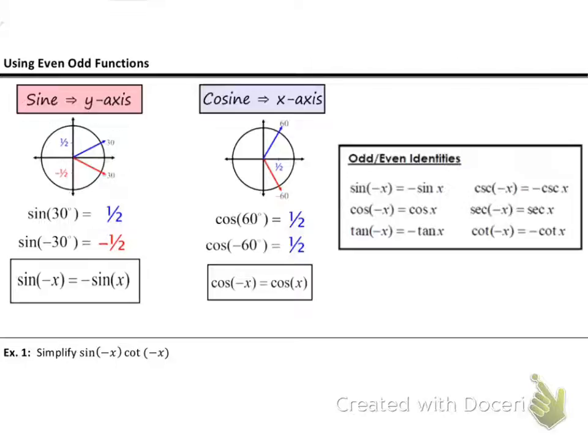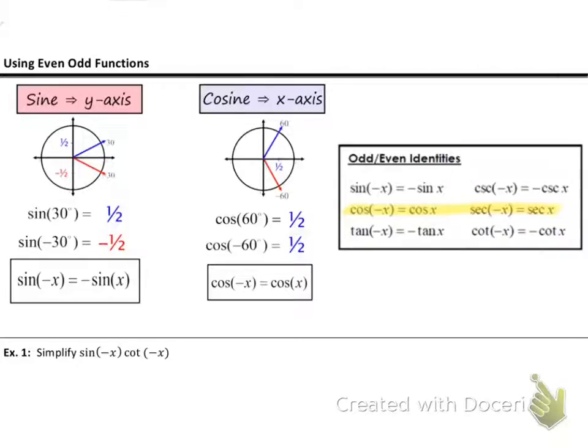I want to start off with cosine, because that's the weird guy. If I have cosine of a negative number, it's the exact same thing as taking the cosine of that positive number. So if I take the cosine of negative 60, it's the exact same thing as cosine of a positive 60. And the same thing goes for secant.